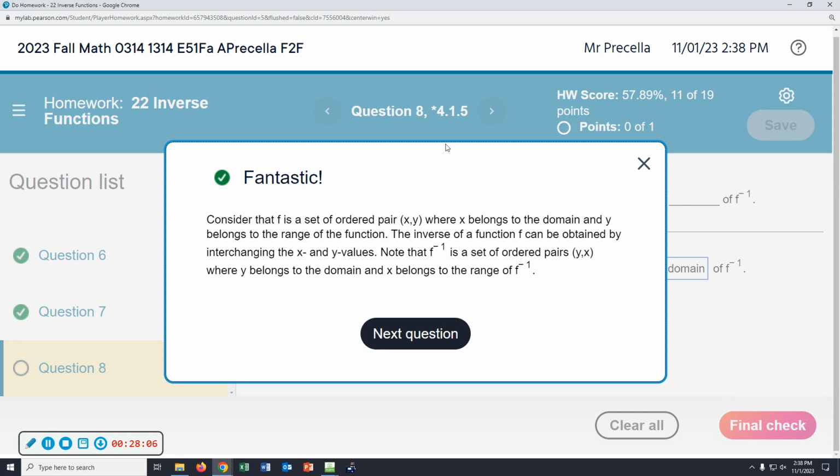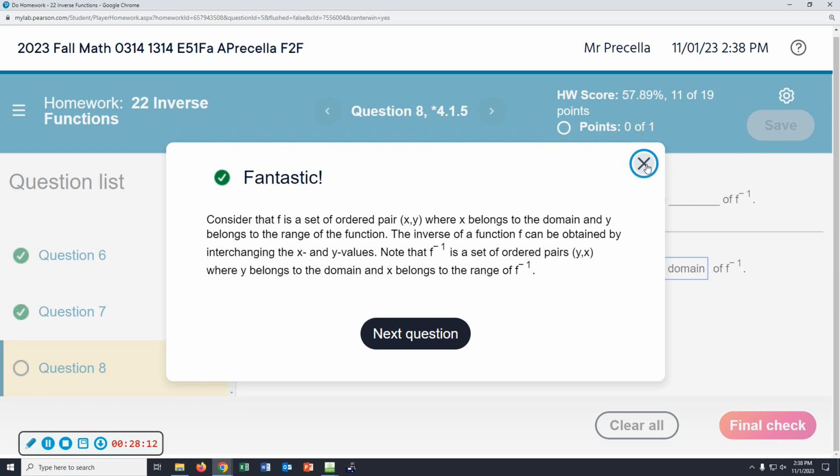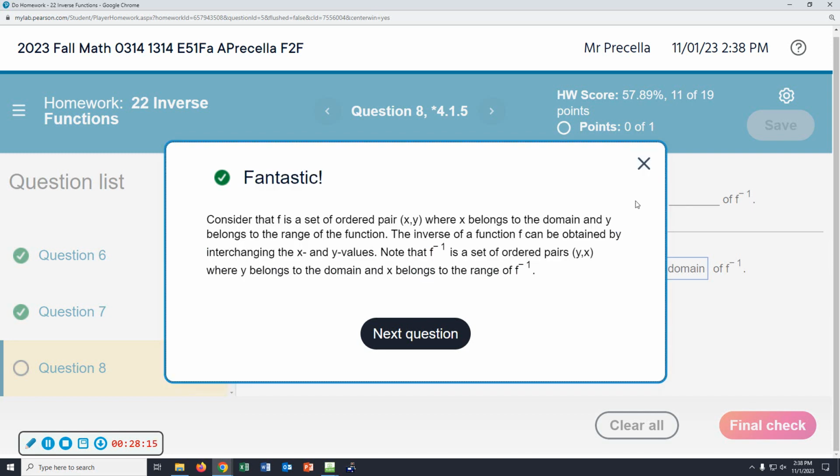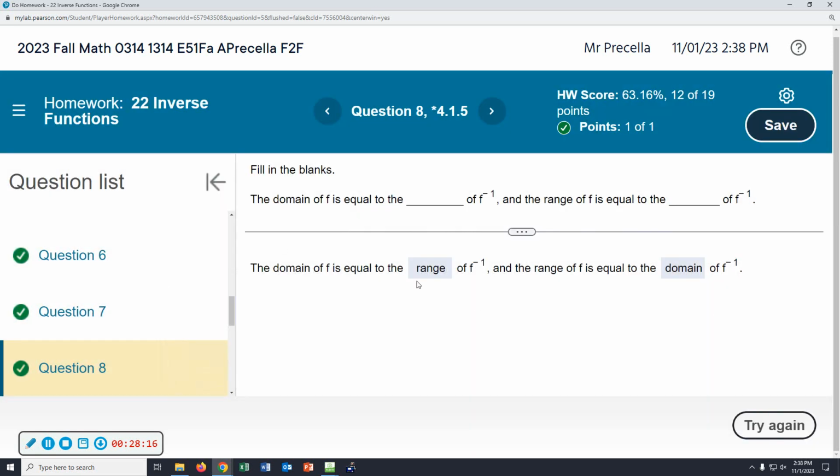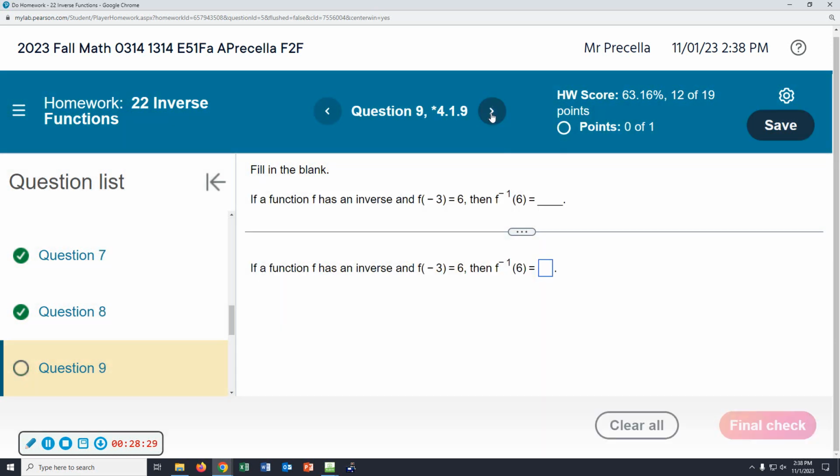And this is one of those things for everyone's number 8 that doesn't regenerate. There's no other way it could regenerate. Any questions on that? Domain of f is equal to the range of f inverse. Range of f is domain of f inverse. Okay. Let me go on to that next one.